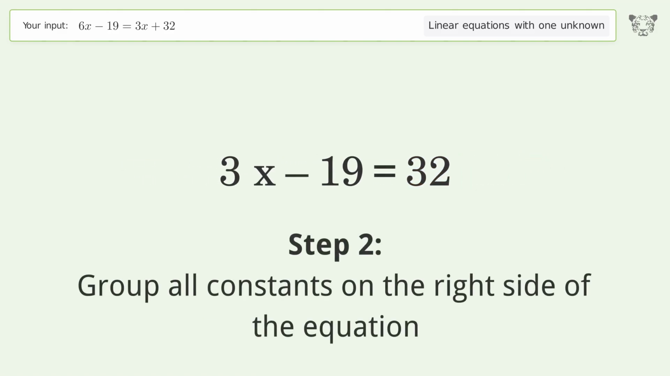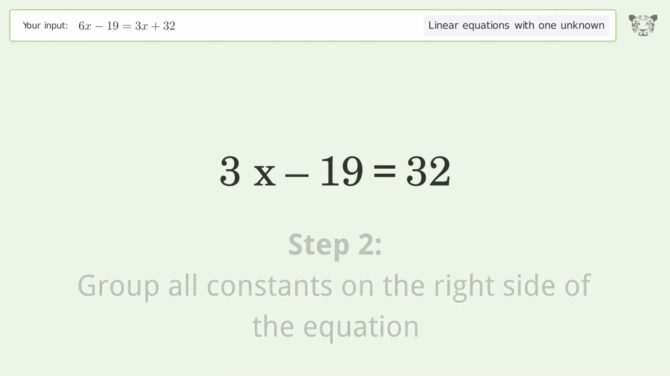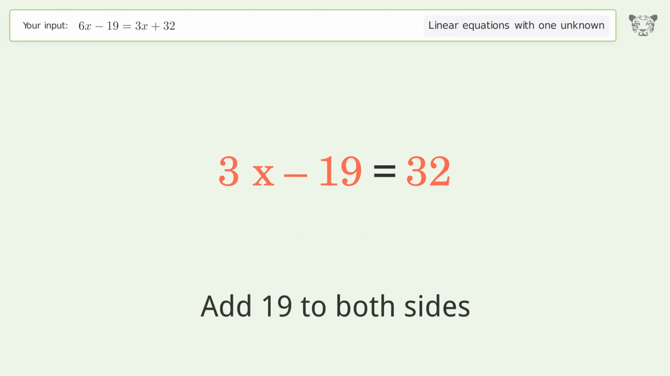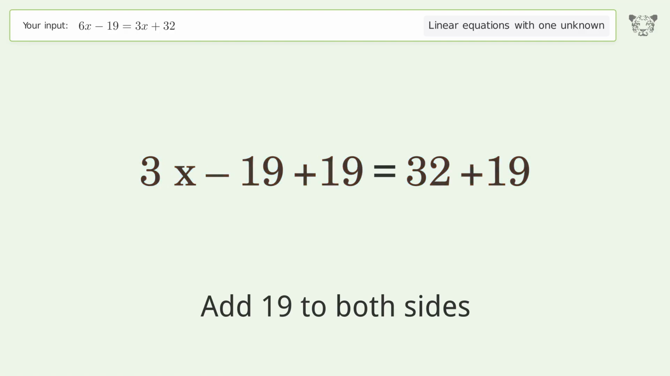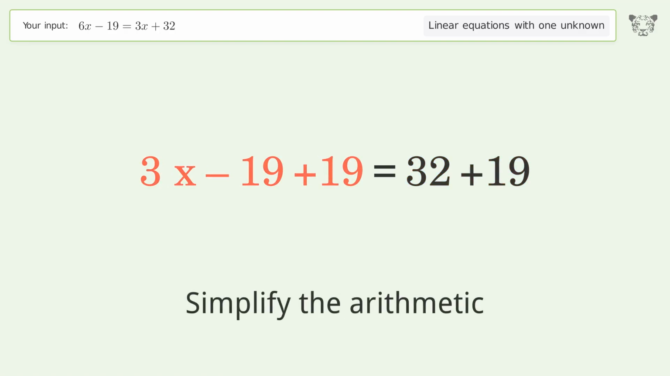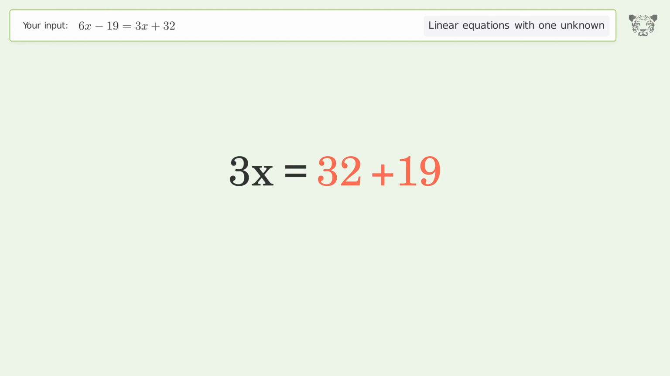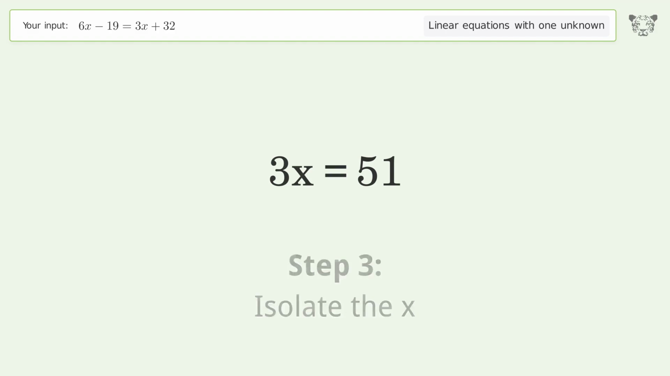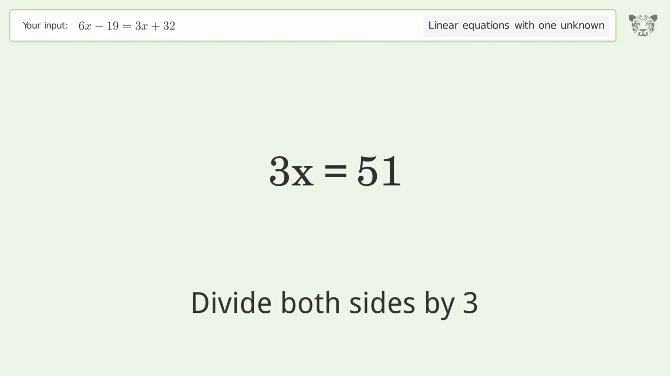Group all constants on the right side of the equation. Add 19 to both sides. Simplify the arithmetic. Isolate the x. Divide both sides by 3.